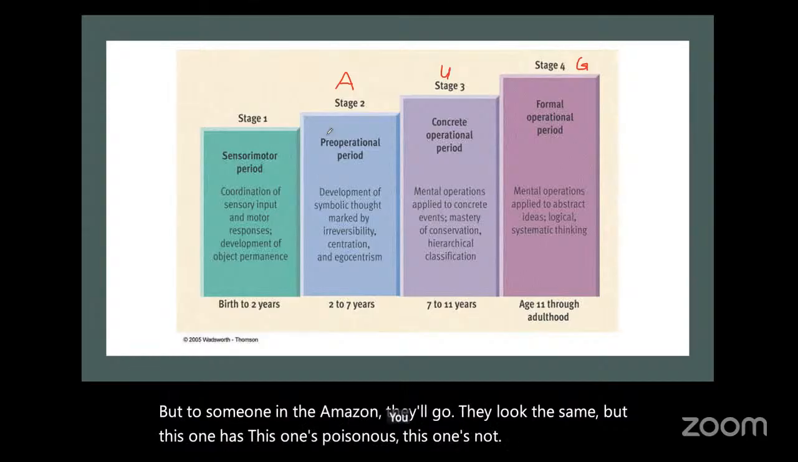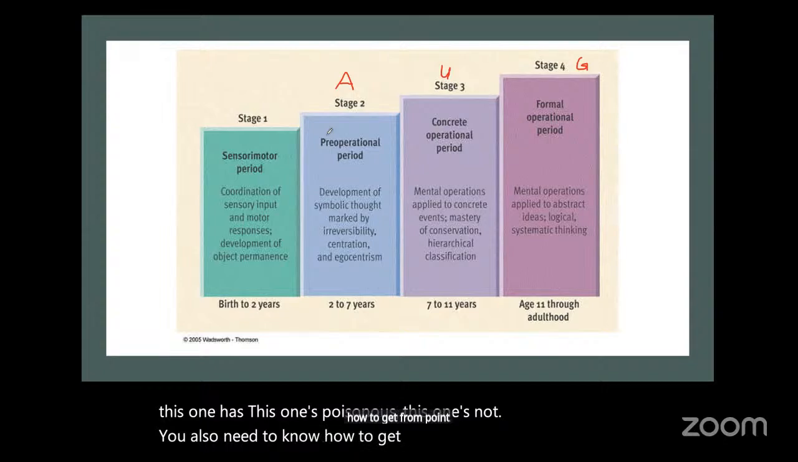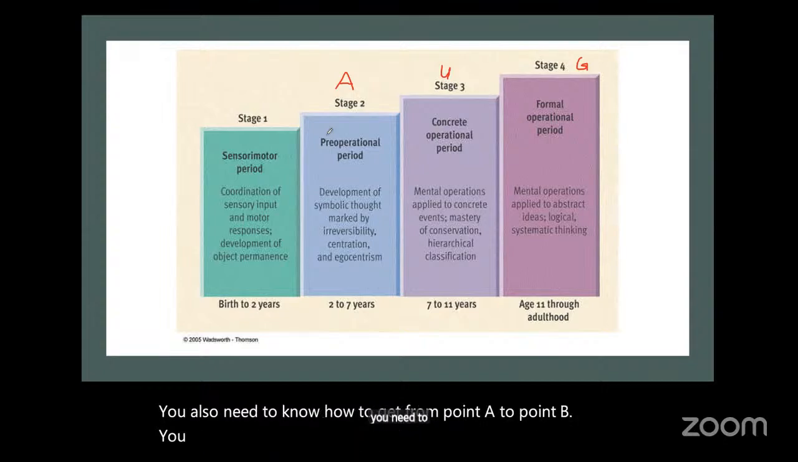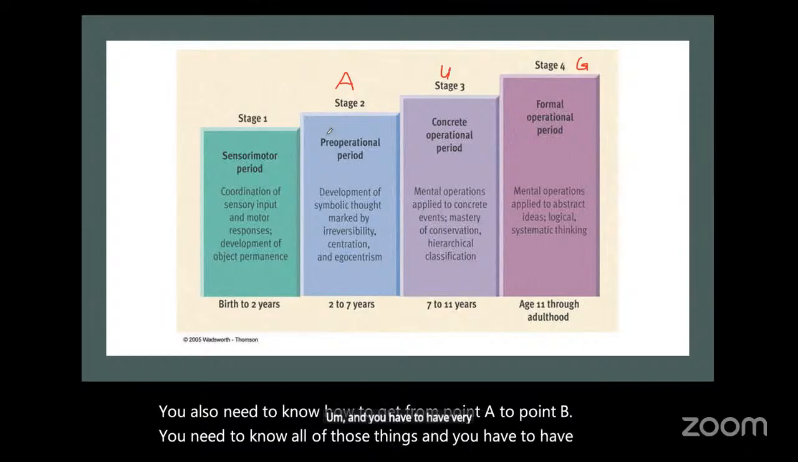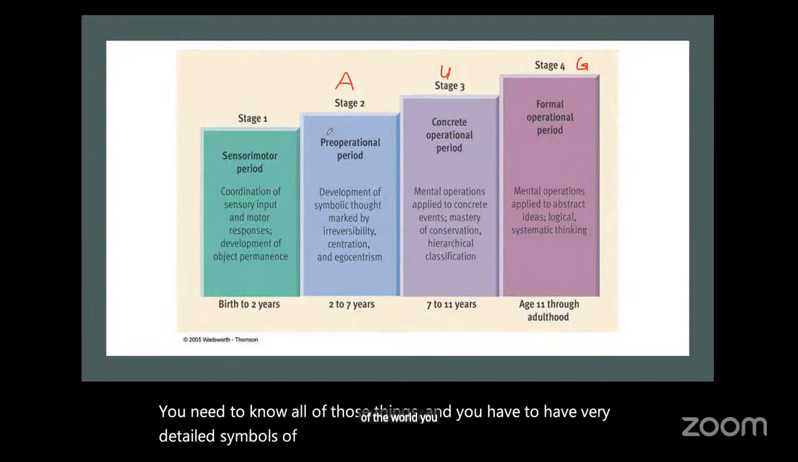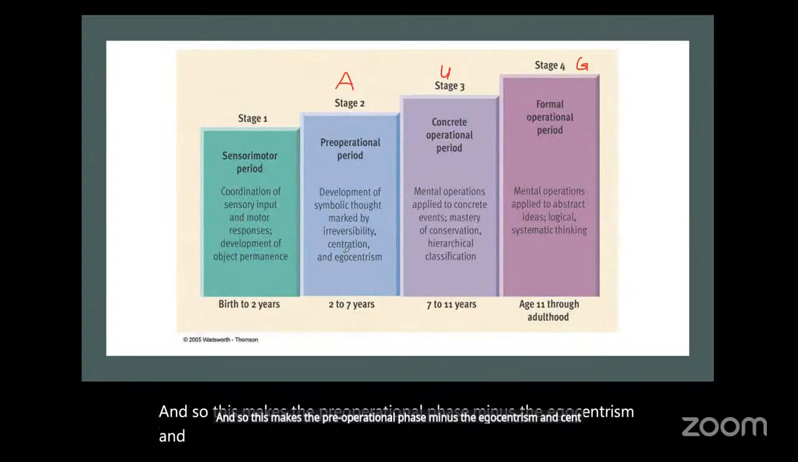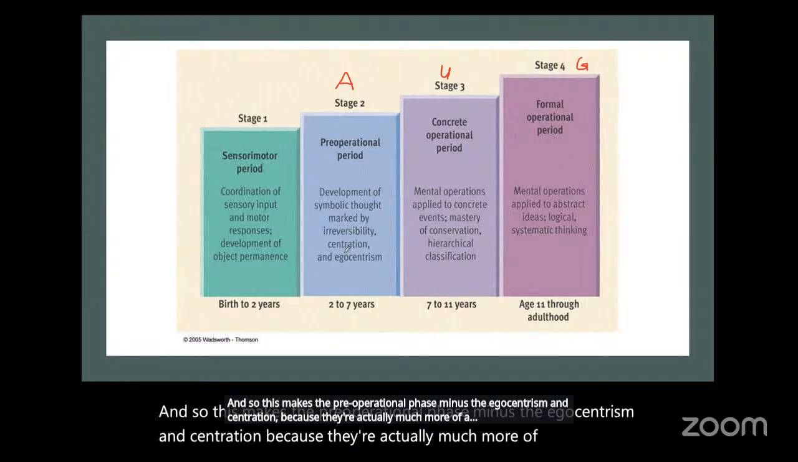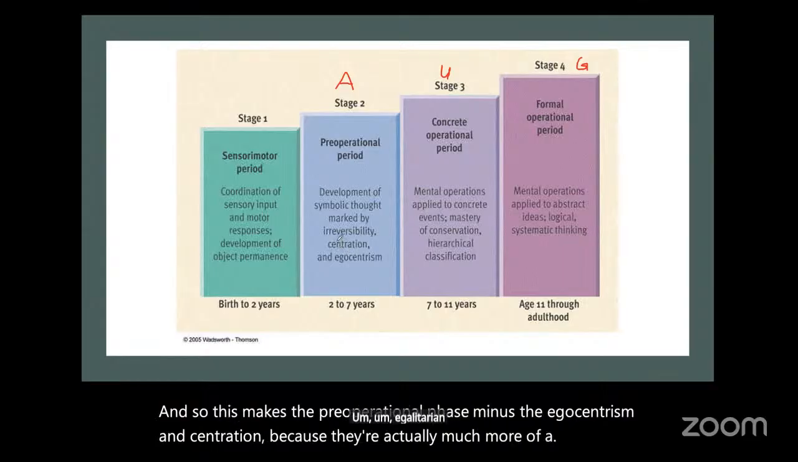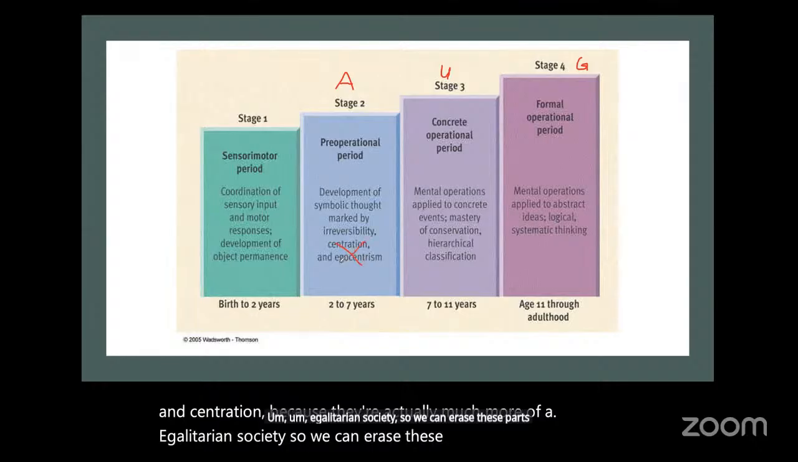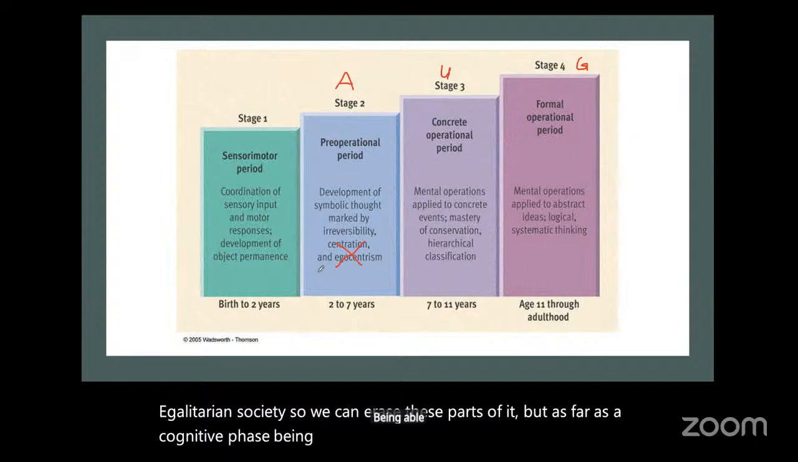You also need to know how to get from point A to point B. You need to know all of those things, and you have to have very detailed symbols of the world you exist in. And so this makes the pre-operational phase, minus the egocentrism and centration because they're actually much more of an egalitarian society. So we can erase these parts of it. But as far as a cognitive phase, being able to detail the symbols in that world is important.